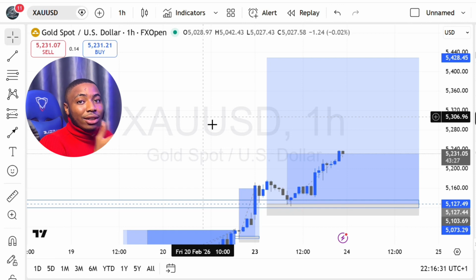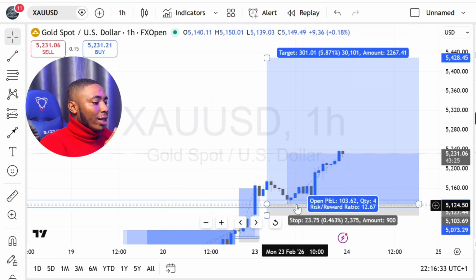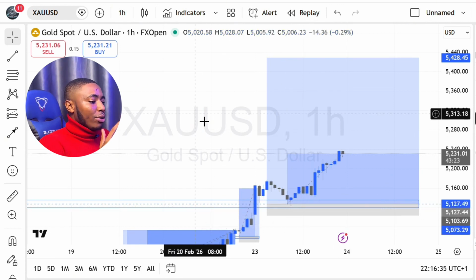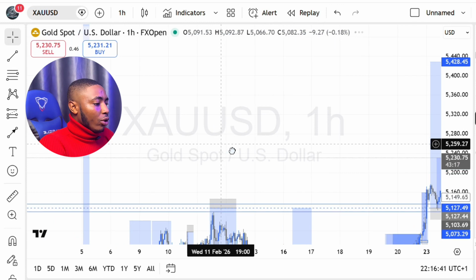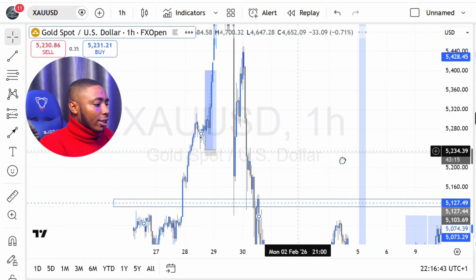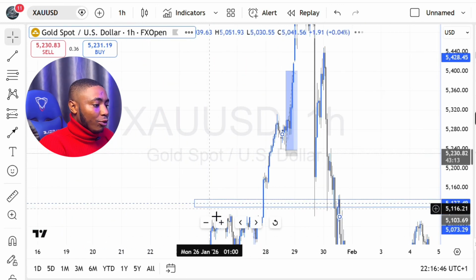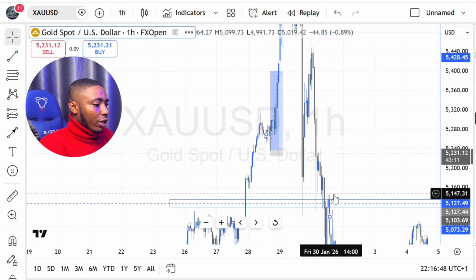So how did I get this setup and why did I consider here as my entry point? The simple thing I did was to zoom into the chart. You can see going all the way to my left hand side. So reaching here, you can follow my rectangle. Okay, you can see this point.